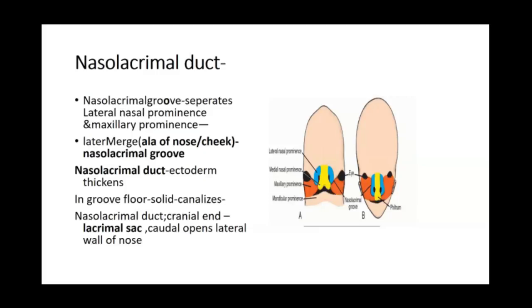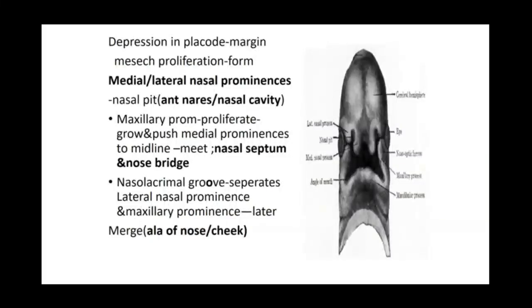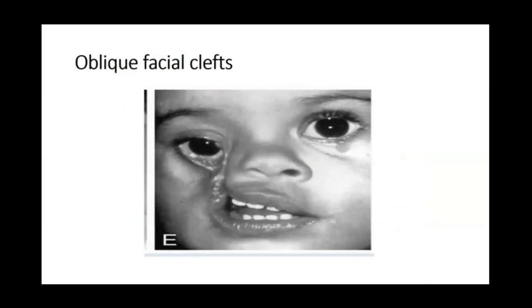Right? So this is the continuation between the formation of the nasolacrimal groove. And when this remains open, this is going to give rise to this oblique facial cleft. This was the area. So maxillary is fusing with the lateral nasal.